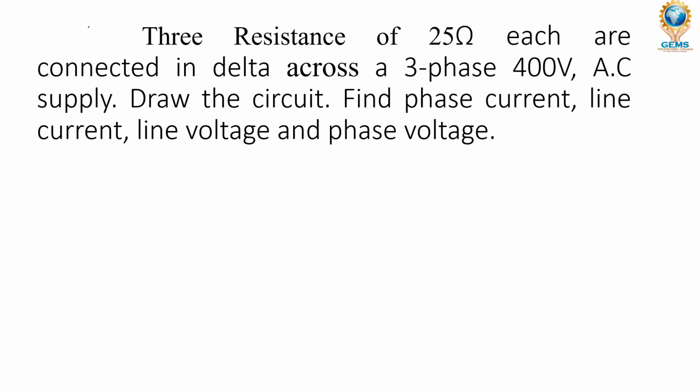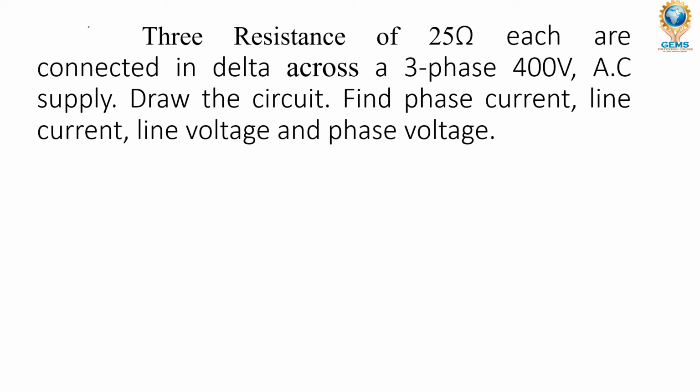Three resistances of 25 ohms each are connected in delta. Here there are three resistors, each one having 25 ohms value, and these three are connected in delta connection across a three-phase voltage. The voltage is 400 volt AC supply. First, draw the circuit. Second, find the phase current. After that, find the line current and line voltage and phase voltages.